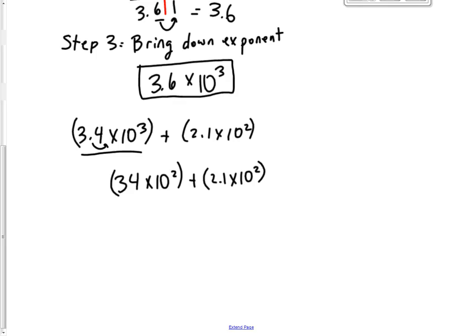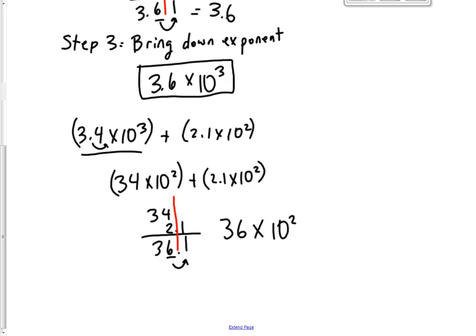Again, add the numbers. 34 plus 2.1. Again, significant figure rules apply. We end up with 36.1. Do your rounding, and you end up with a base number of 36. If we bring our exponent down, we end up with 36 times 10 to the second.